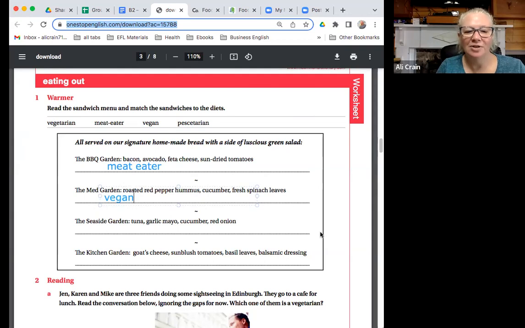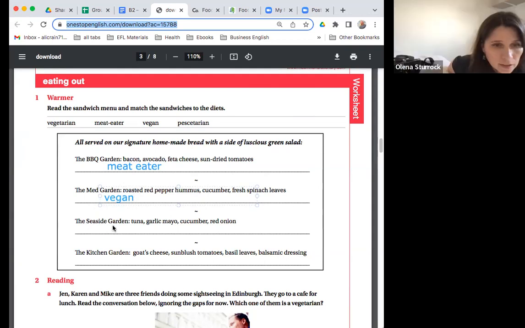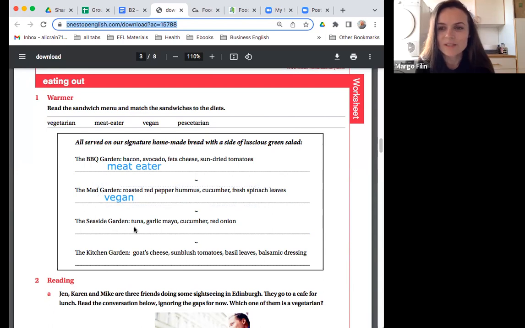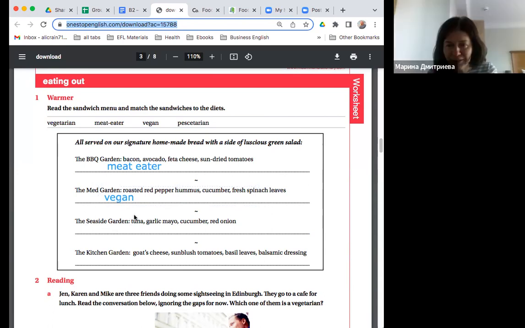Okay, Elena, number 3. The Seaside Garden: tuna, garlic mayo, cucumber, red onion. It's a vegetarian. I think it's pescatarian because of the tuna. Pescatarian. Okay. Yeah.